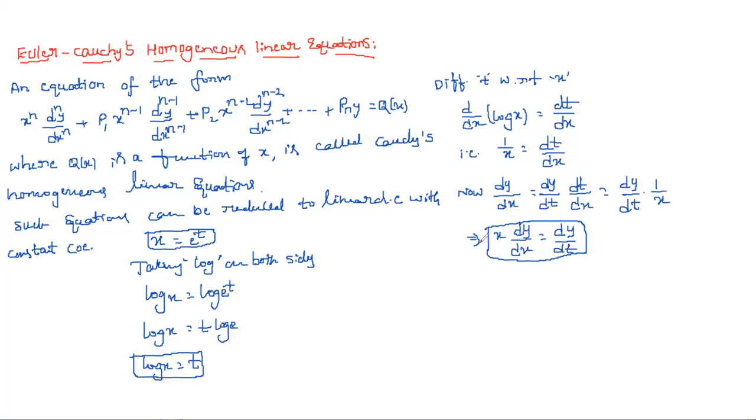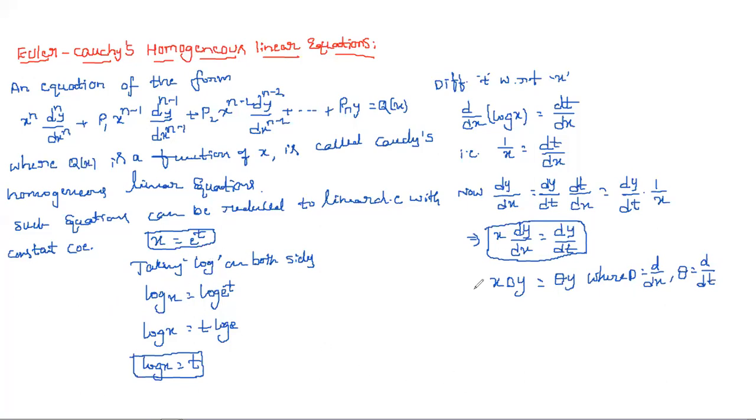And next, this we can write in operator form: x dy is nothing but theta y. x dy is equal to theta y, where D is nothing but d by dx, and theta is nothing but d by dt. So x dy by dx is equal to theta y.